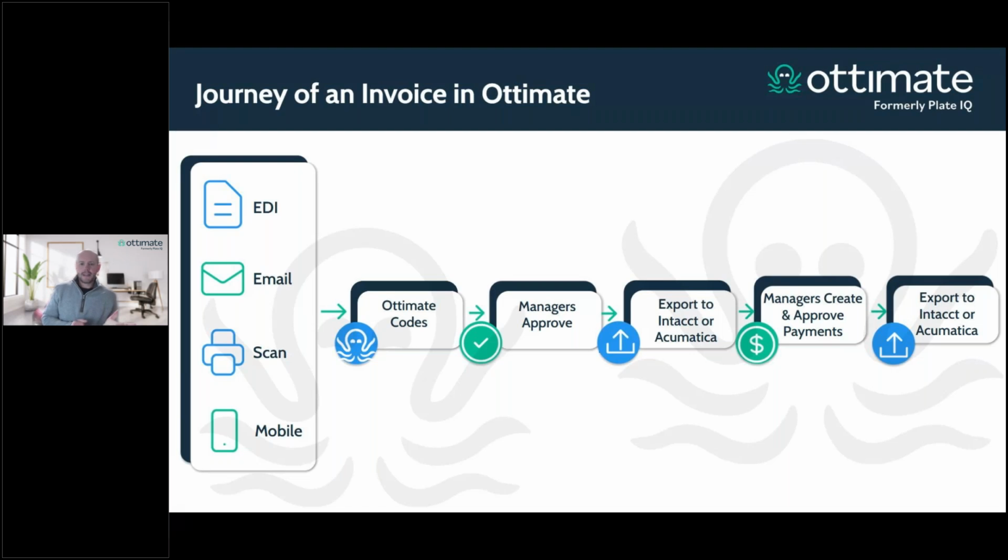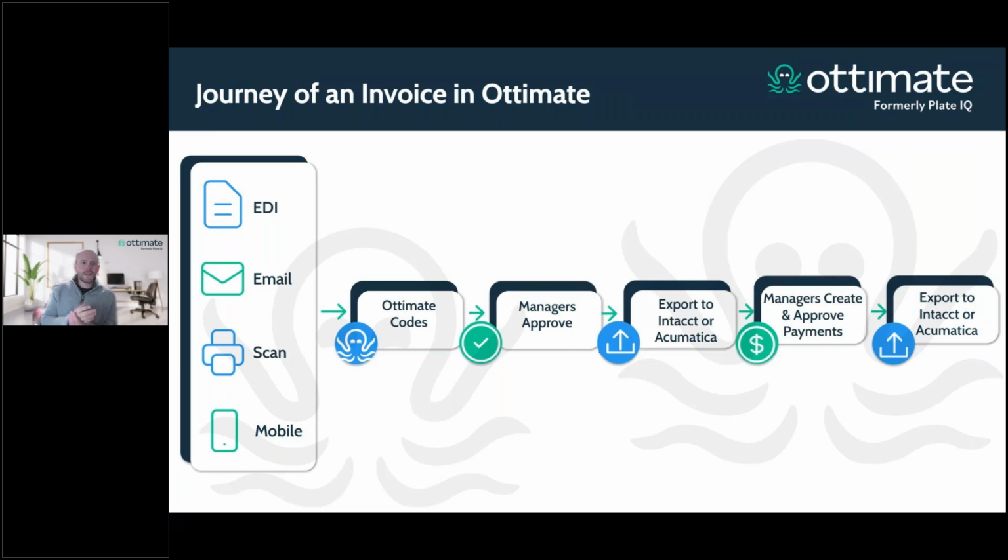We can connect that AP inbox to an Ottimate inbox as well and start to automate that workflow to not disrupt a lot of what you guys are already doing from that standpoint. And then lastly, EDI, a direct connection with vendors that have this ability, can send invoices directly into our platform without the need of any sort of additional steps to do so.